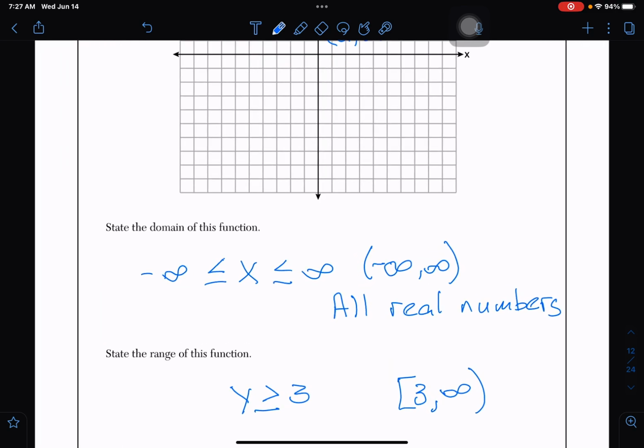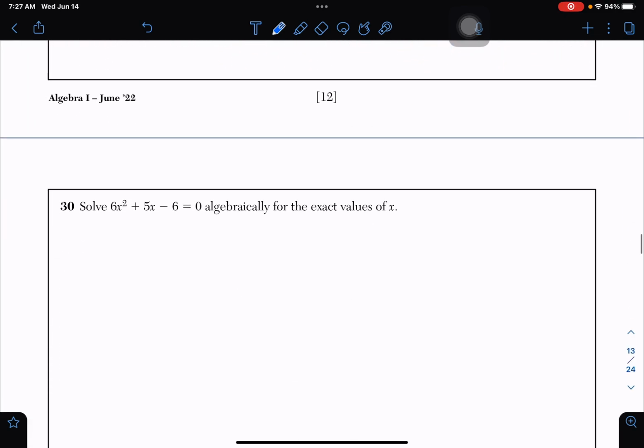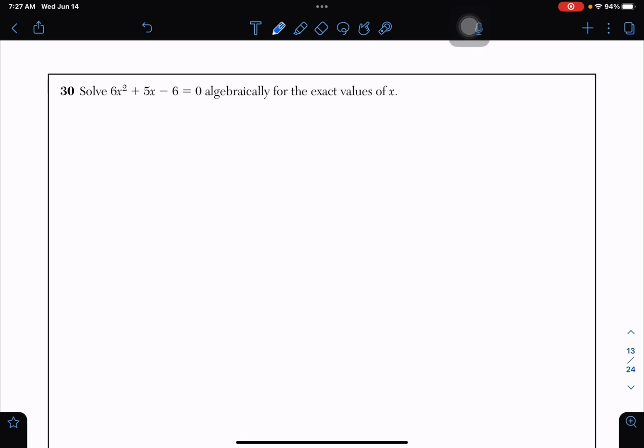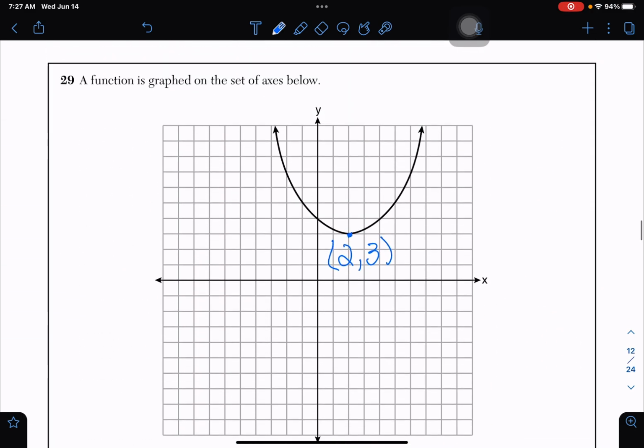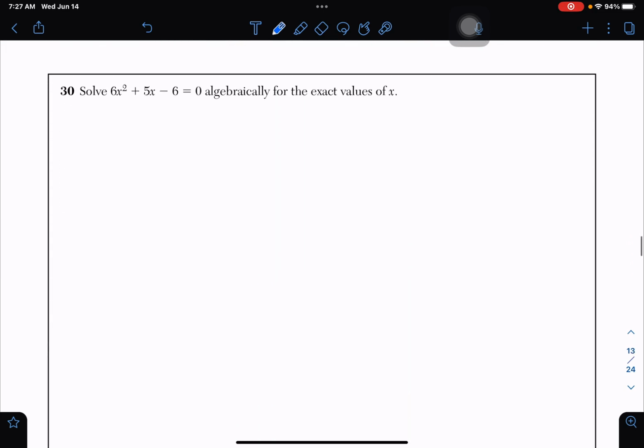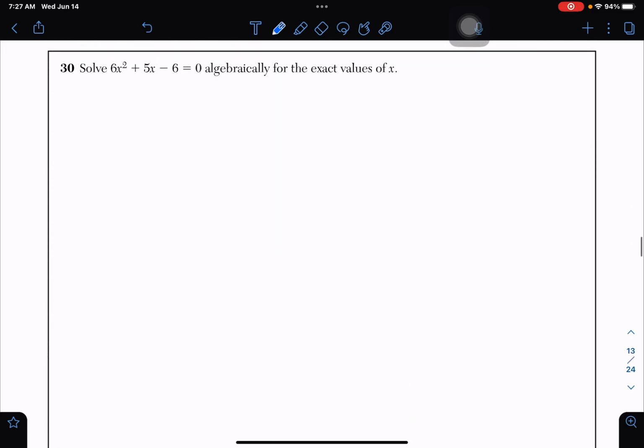All right, let's make this a little bigger and go on. Number 30, solve algebraically. Now, my suggestion to you is when you see this 6 in front, it's hard to factor, right? You have to use AC. But you have on your reference table the quadratic formula, right? So the quadratic formula is x is equal to negative b plus or minus the square root of 4ac.